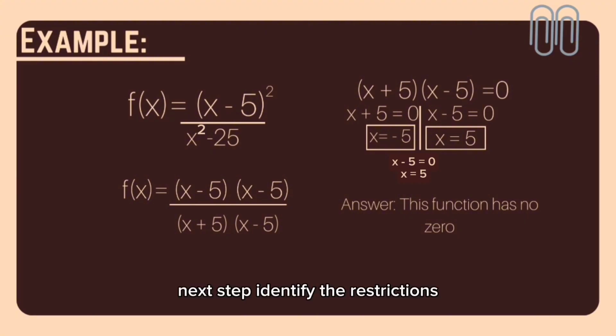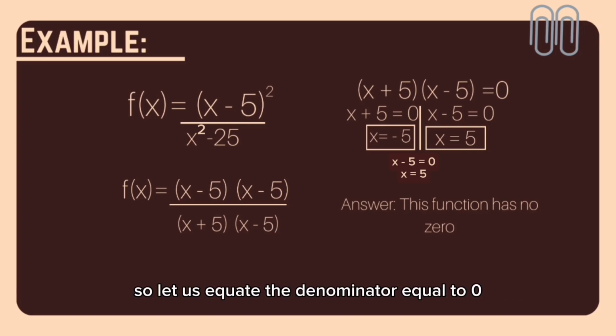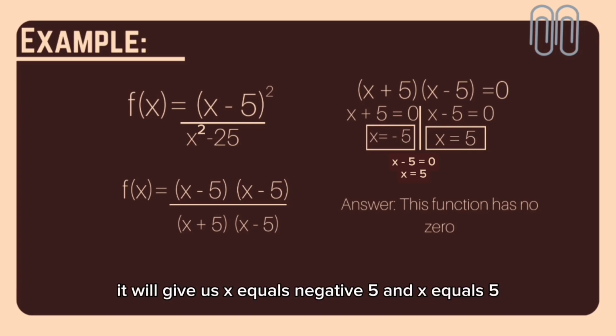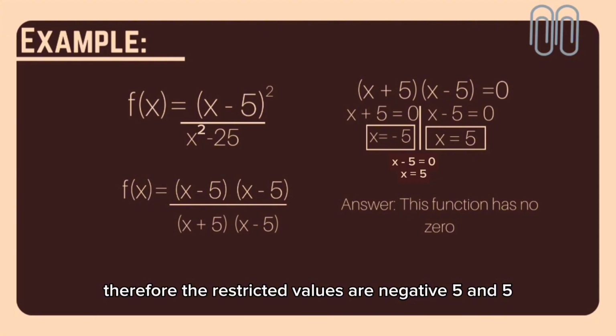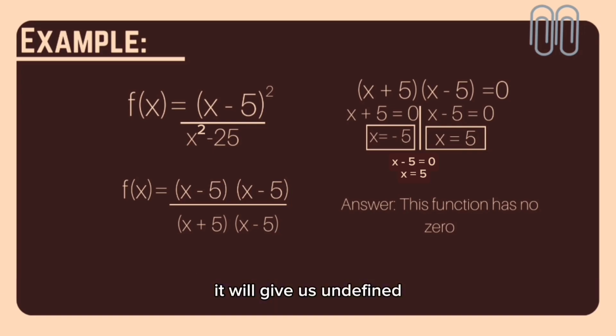Next step, identify the restrictions. The restrictions are the values of x that make our function undefined. So let us equate the denominator to 0. Let us have x plus 5 times x minus 5 equals 0. Let us move positive 5 and negative 5 to the other side of the equation. It will give us x equals negative 5 and x equals 5. Therefore, the restricted values are negative 5 and 5. If we substitute negative 5 and 5 in the given function, it will give us undefined.